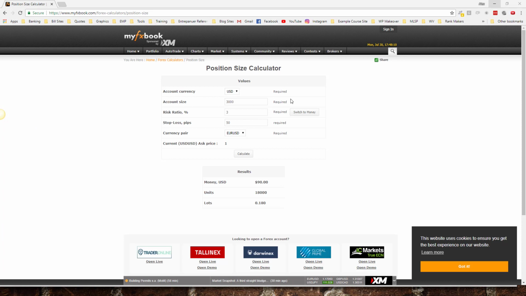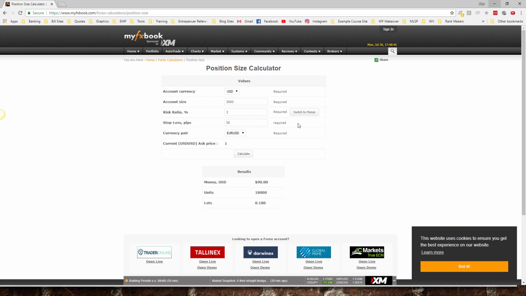So going back to our position size calculator, if we have a $3,000 account, 3%, 50 pips, that's 50 pips. If you set 0.18 as your lot size and it hits 50 pips, the calculation is going to end up being a $90 loss, and it comes out to 3%. But what if it goes even further than that?